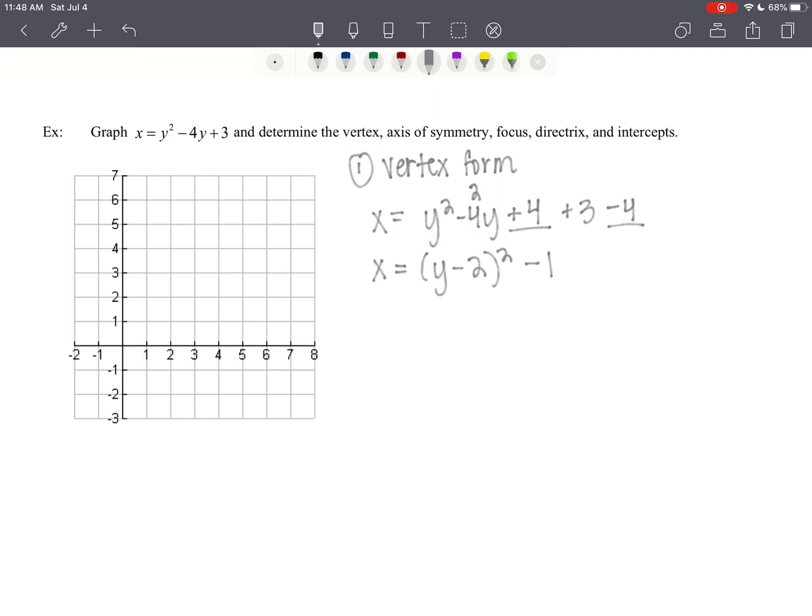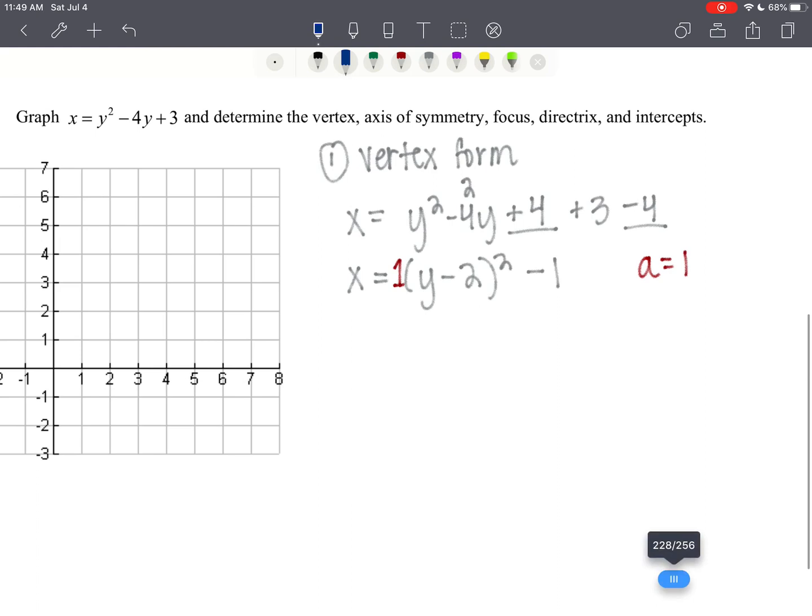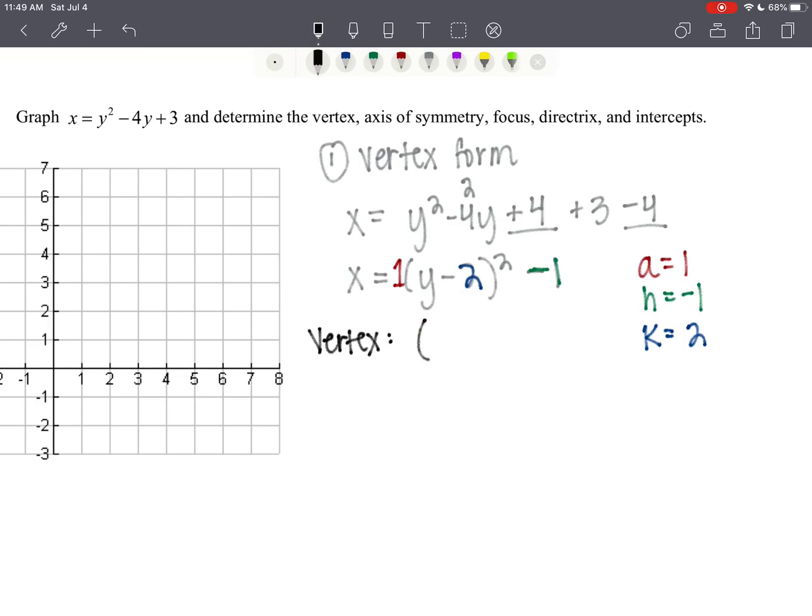Now remember, we've got to find a. So our a value is equal to 1. We also need to find h and k. Now h, I don't remember which color I used for, here it is. H I used green. So h is going to equal -1. And k is going to equal +2. So the h and k just flip-flopped positions because now we're opening horizontally. So our vertex is still h comma k, so -1, 2.